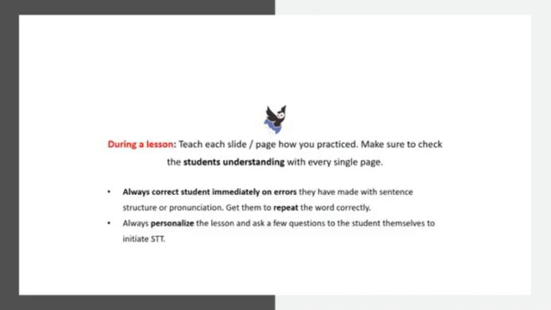Then during the lesson, you will need to teach each page or each slide exactly how you practiced it. Make sure to check the student's understanding with every single page. You must always correct the student immediately on errors that they have made with sentence structure or pronunciation. Get them to repeat the word correctly or to repeat the sentence correctly. You must also personalize the lesson and ask a few questions to the student themselves to initiate more student talking time.